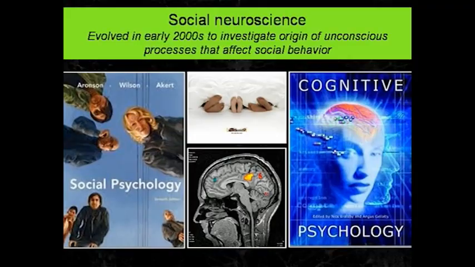And the field that I'm going to talk about is called social neuroscience. Social neuroscience is really a combination of three fields. Traditionally, we had social psychology, which is the psychology of how people interact with each other, and cognitive psychology, which is the science of how we think. But in the mid-1990s, a new field grew up called neuroscience.